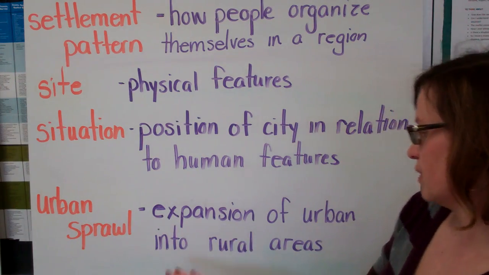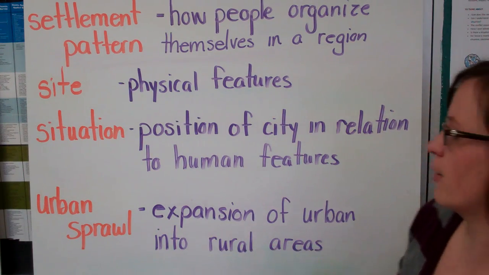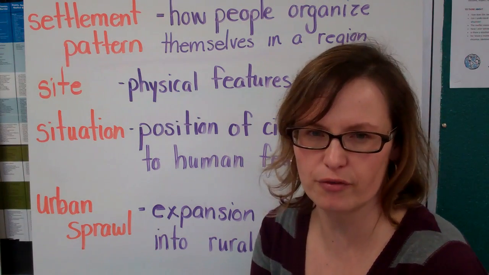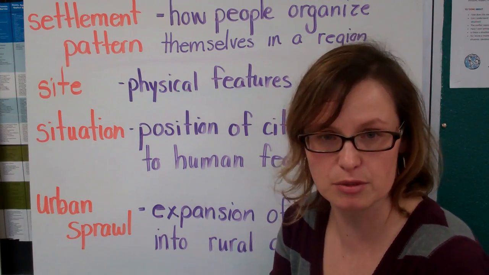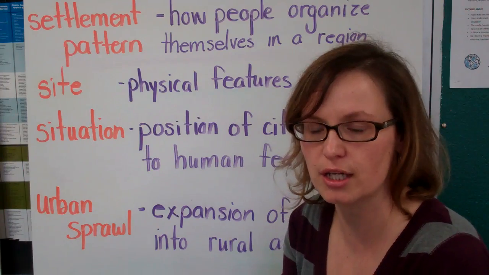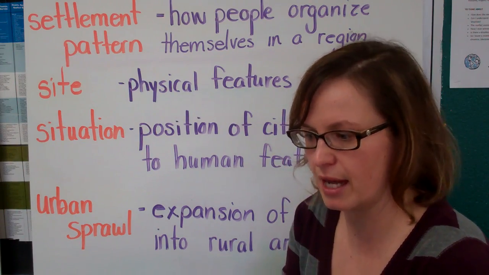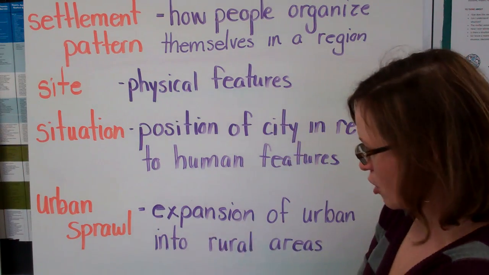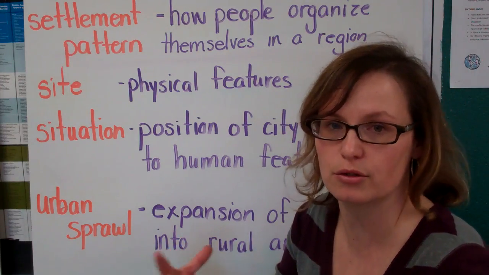And urban sprawl. It's the expansion of urban into rural areas. So it's that initial settlement that develops faster and becomes an urban region, and then it runs out of space and begins to expand, and it starts to expand into the surrounding rural areas.